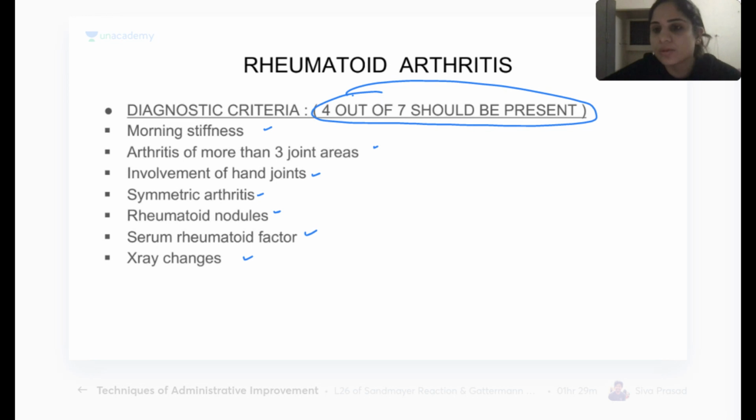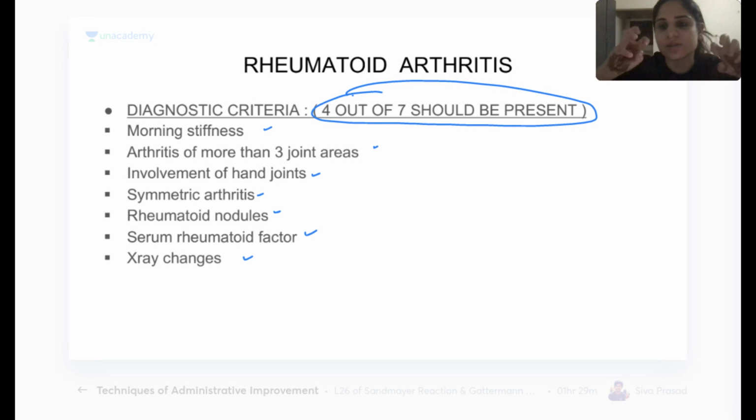So how to remember this? During my UG, I used a very nice way. I would imagine a person coming to me with morning stiffness. Imagine you're waking up in the morning and your hands have become extremely stiff. Then you try to walk and you're not able to, because your knees are also stiff. And when you try to stretch your neck in the morning, that is also not moving, so there is involvement of more than 3 joints.